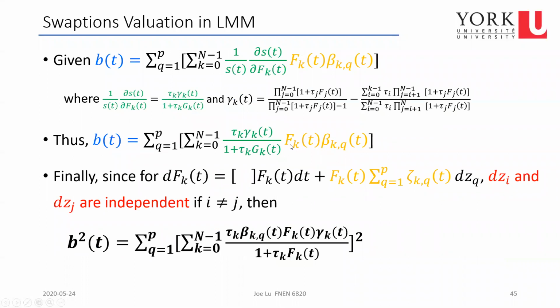Now, your BT is expressed in everything you have available from the BGM model. So if you simulate the BGM for each time period, little t, then you'll get this BT from here.